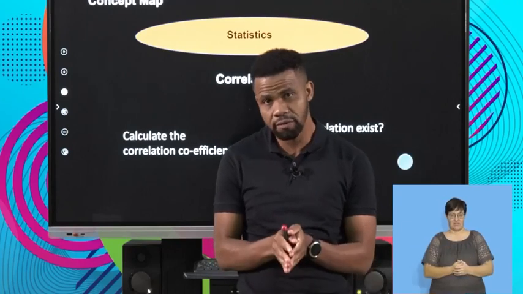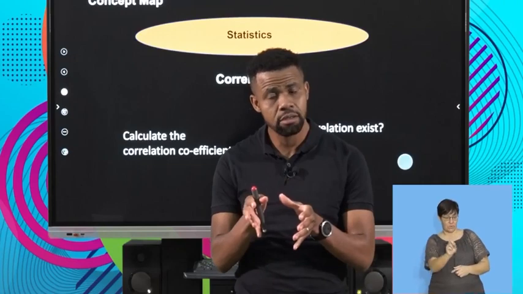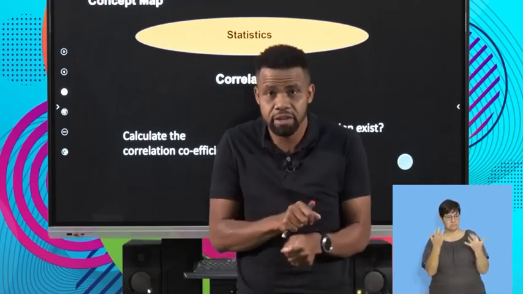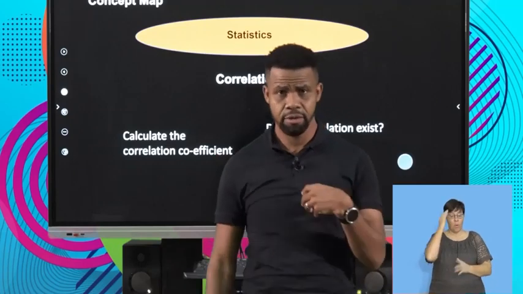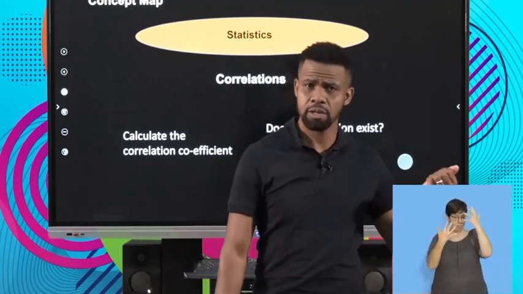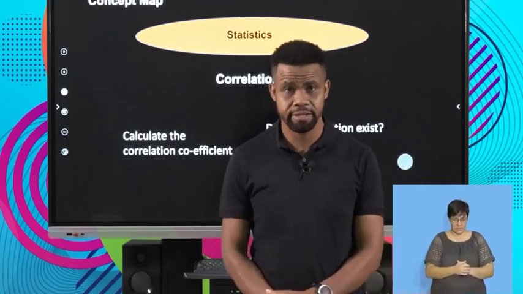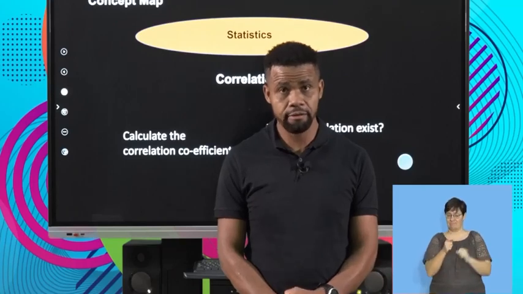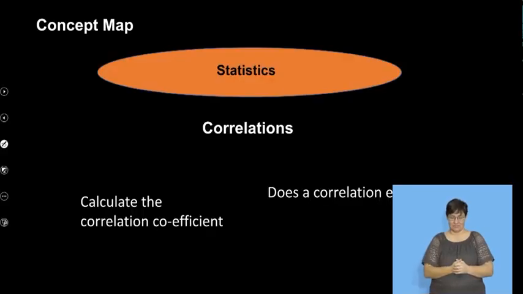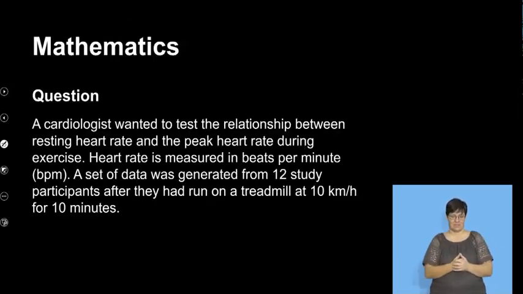So in this part of our lesson, what we would like to look at is calculation. How do we calculate this correlation? We know now what perfect correlation, no correlation, and weak correlation mean. But how do we calculate this? Let's see how we actually calculate the correlation coefficient.